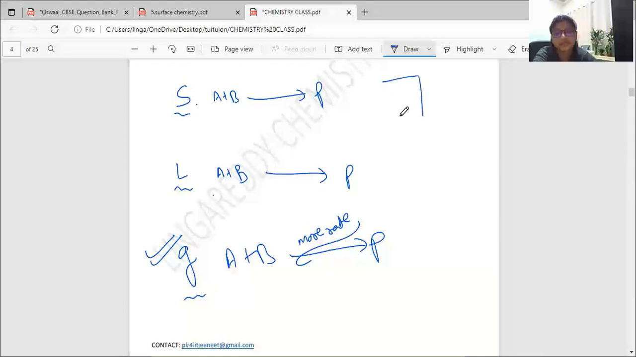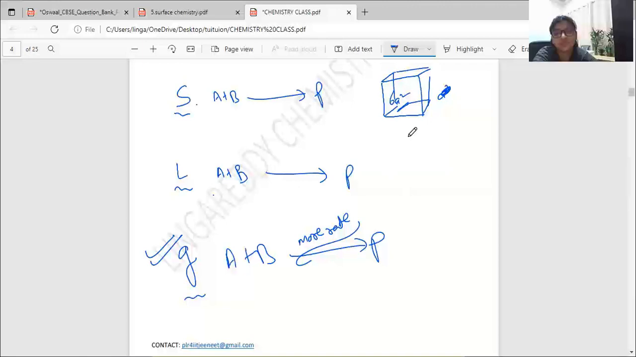If I take the solid, one cube is there, with edge A. The volume is A cube. Cube means 6 faces are there, and each face area is A square. So the total surface area is 6A square. Right. In the case of liquid, what will happen?